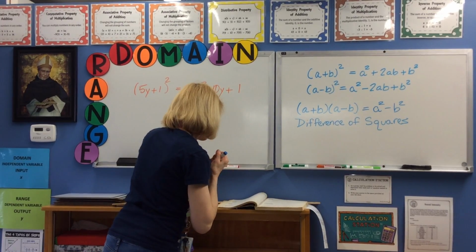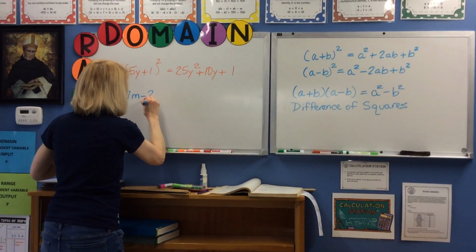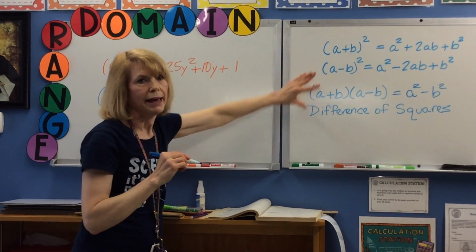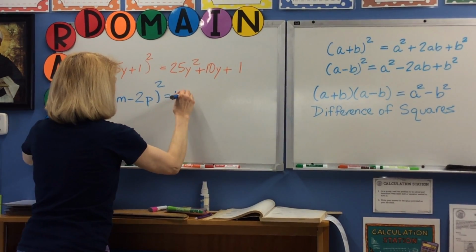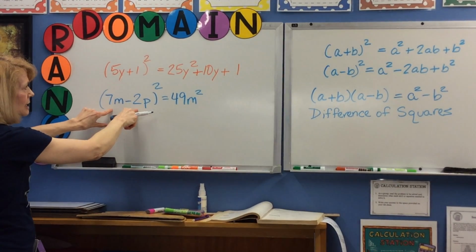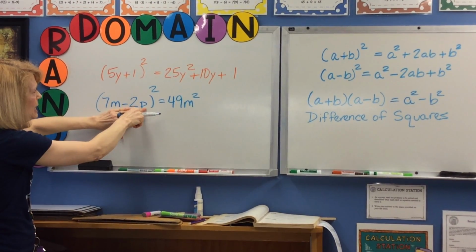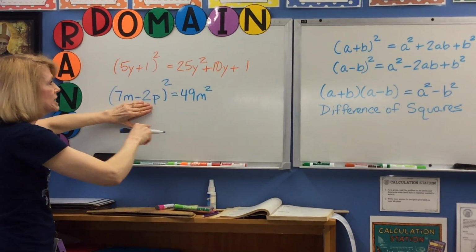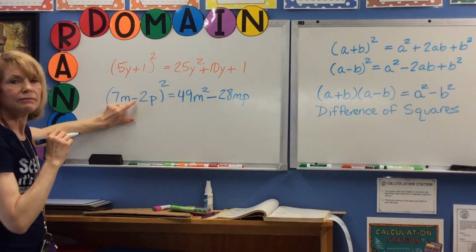A difference. Okay, so in this case, we can follow this format. So we have 7m squared, so 7 times 7 is 49. M times m is m to the second power, minus twice the product of these two. Well, the product of these two is going to be 14mp, right? 14mp. So if I would have twice that, I'm going to multiply that by 2. So instead of 14mp, it's going to be 28mp. And it's negative because there's a minus sign there.